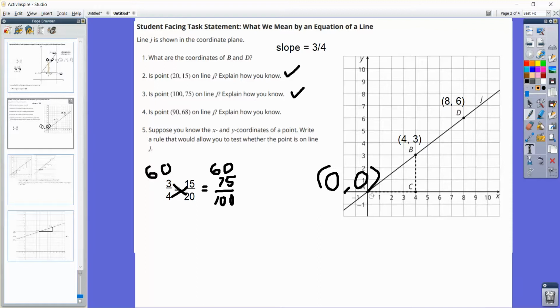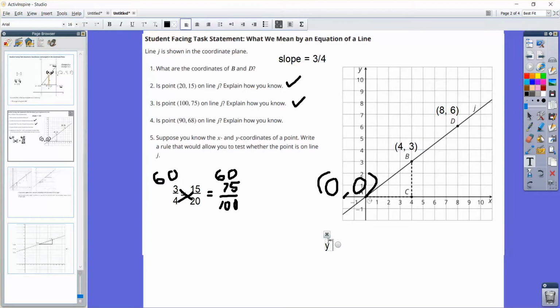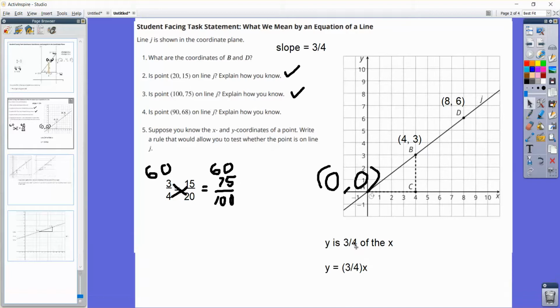And I want to write that out just to explain what we're doing. The y is 3/4 of the x, right? Which means if we turn this into an equation, y equals 3/4 x, right? Let me put the fraction in parentheses just to emphasize. 3/4 x, okay? So if I look at it this way and write it out as an equation, I've now, without even realizing it, explained the relationship between x and y using this coefficient of 3/4.